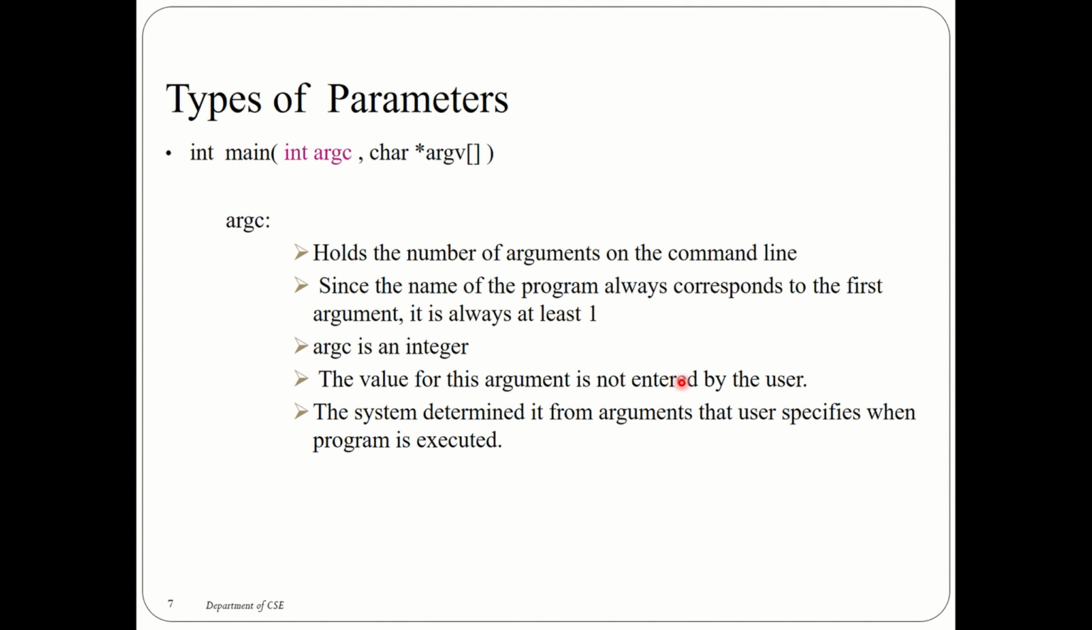Say I have ./a.out welcome. Then the system will understand that I have ./a.out and welcome, so I have two arguments, and my argc will be 2. This is how it works. It is nothing but an integer and it will be automatically determined by the system. It does not have to be entered by the user. Now we will move on to the second argument.